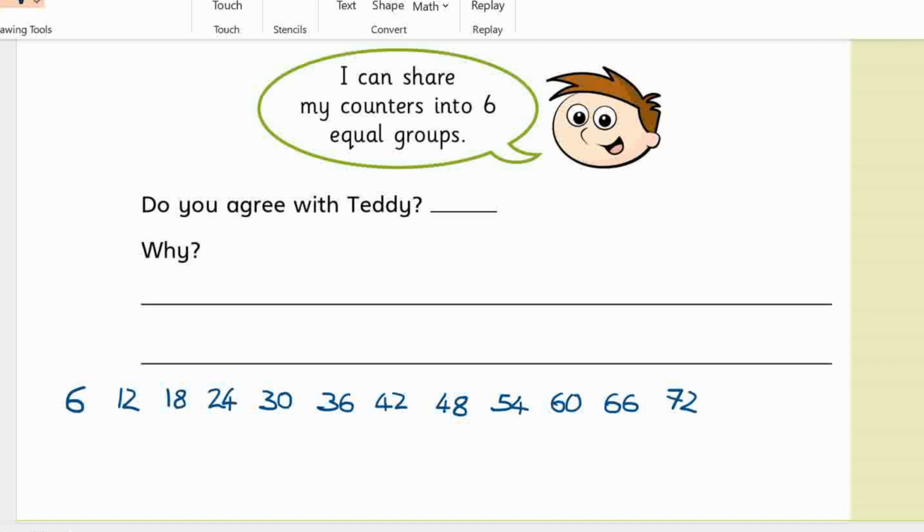13 times 6. 14 times 6? And 15 times 6. There we go. So I think that's high enough. I mean, one could go on forever. Are any of these numbers odd? Nope. Yeah, so we write no here. And then when it asks you why, you can say none of the numbers in the 6 times table are odd.